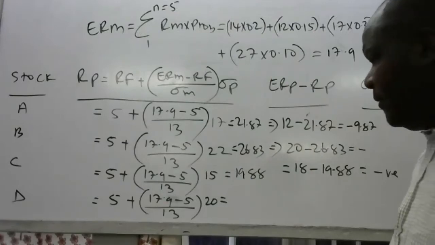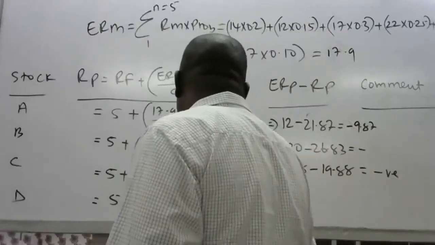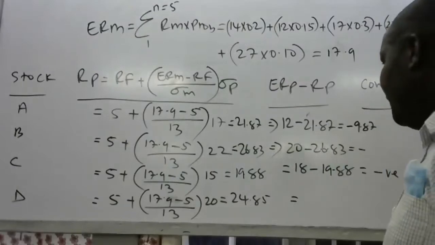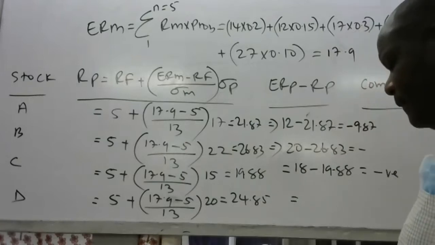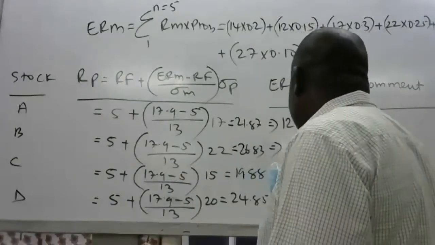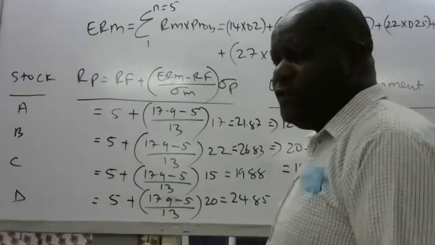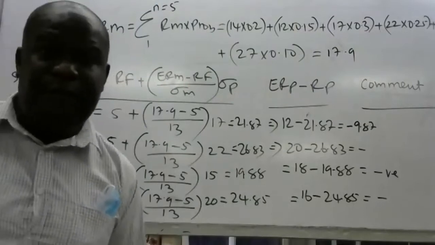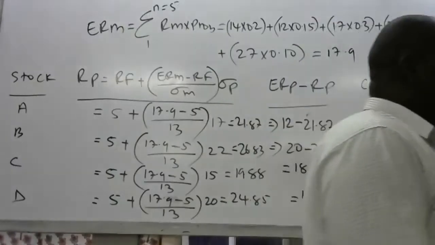So someone has given me 24.85. Then now it should be what you are given there. What you are given there is 16. So it is also inefficient. So you also comment that it is inefficient. It is inefficient or overvalued by the market.